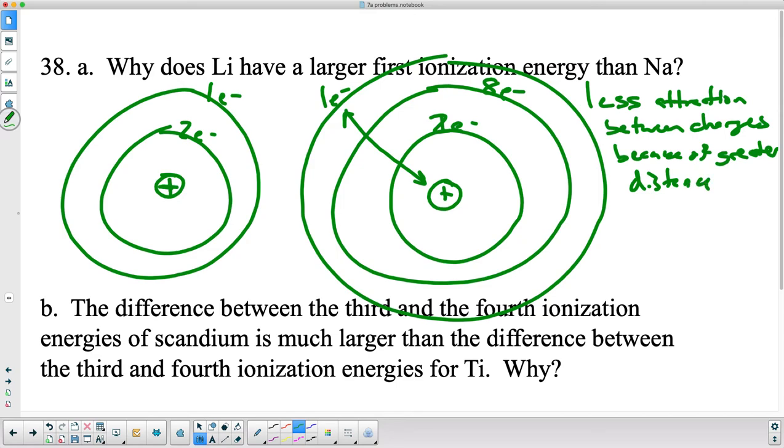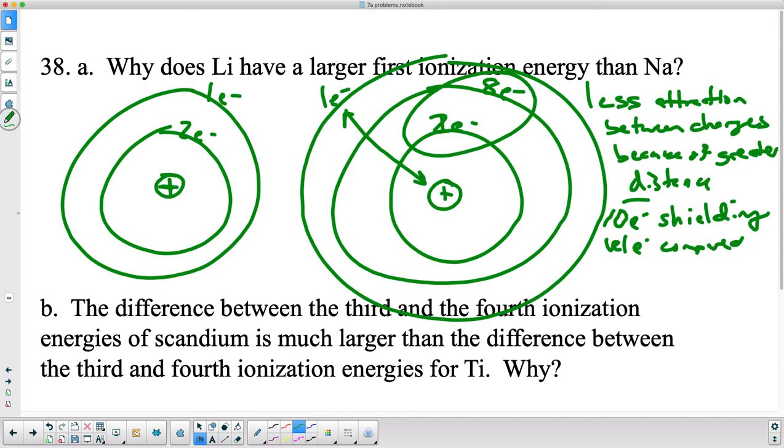And the other part to that is, of course, that here we have 10 electrons shielding the valence electron compared to only 2 electrons for lithium. So 2 electron shielding here for lithium, but 10 total shielding for sodium. This one over here is sodium, and this one here is lithium.